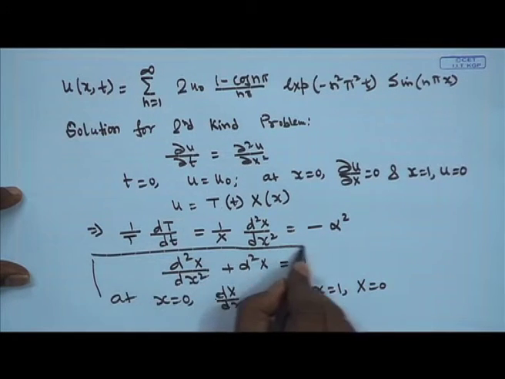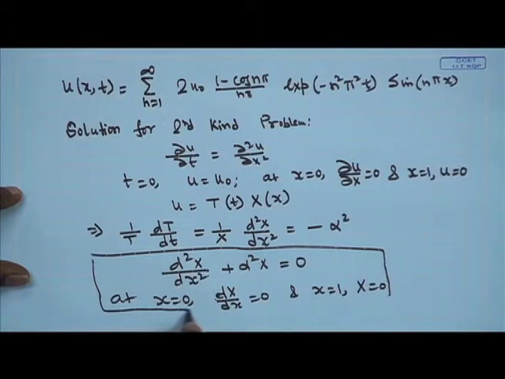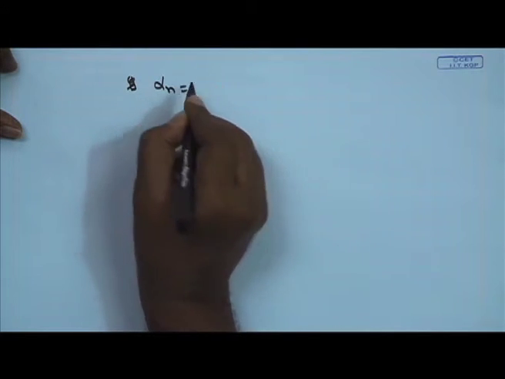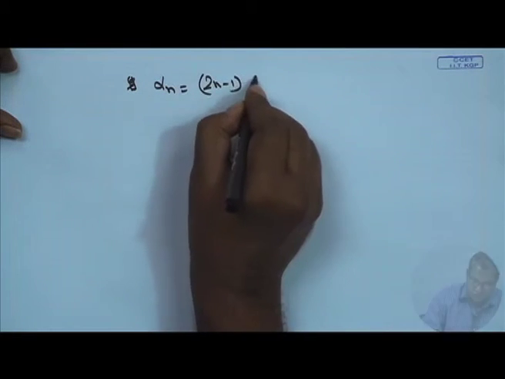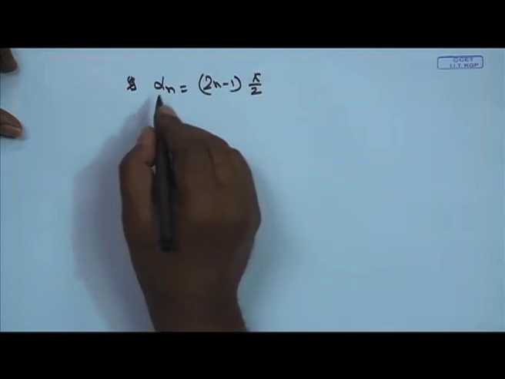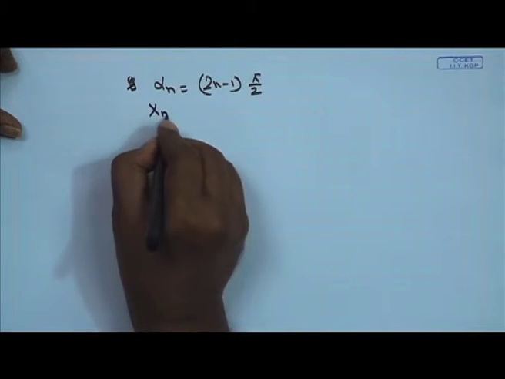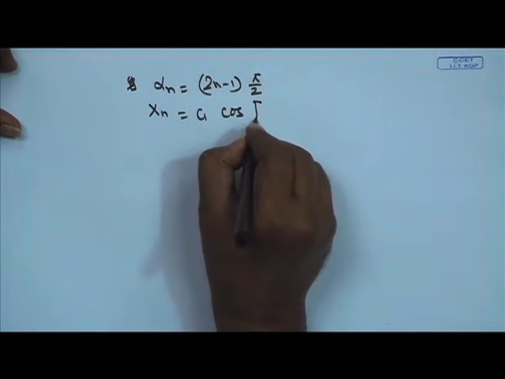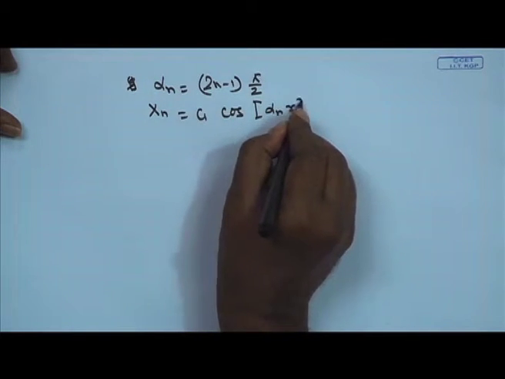In fact, we have already solved this standard eigenvalue problem earlier, and if you remember, the eigenvalues were (2n minus 1) pi by 2, and the eigenfunctions will be the cosine functions. So let us write that the eigenvalues alpha n are (2n minus 1) pi by 2, and the eigenfunctions are cosine alpha n x.